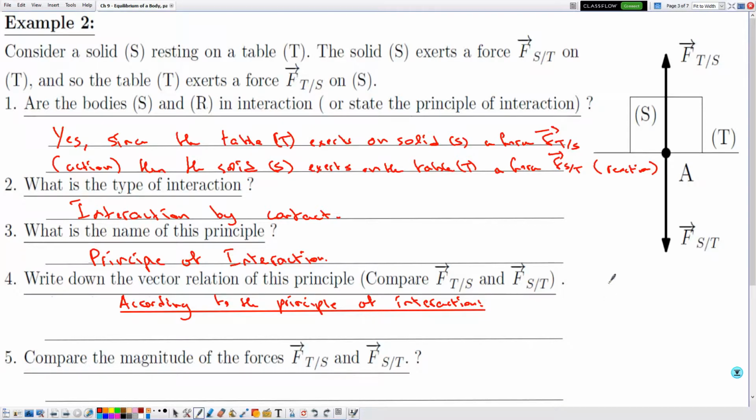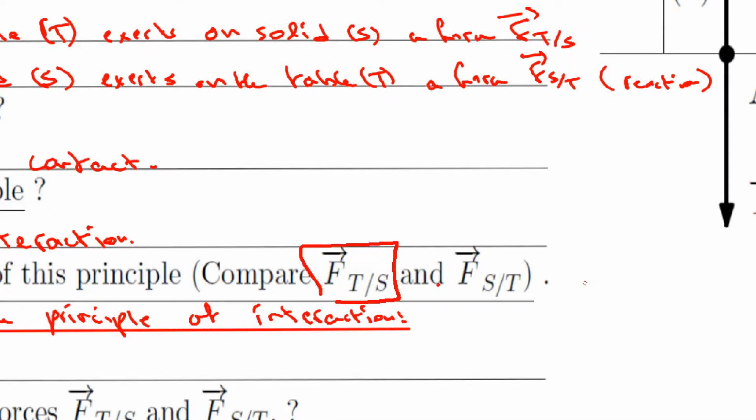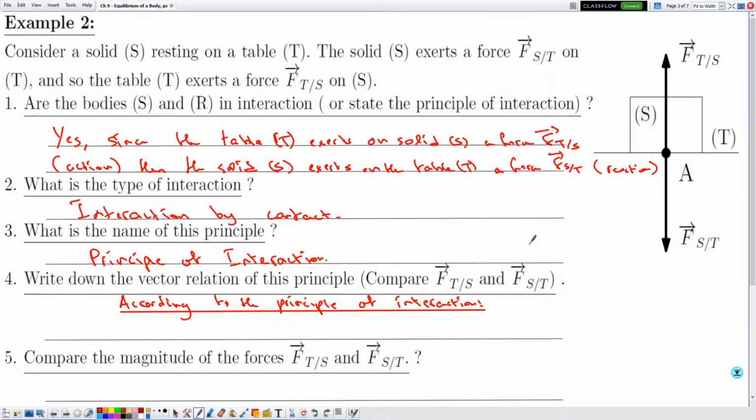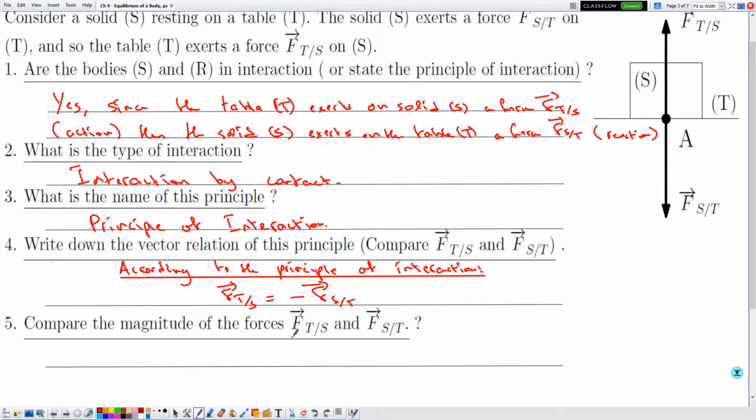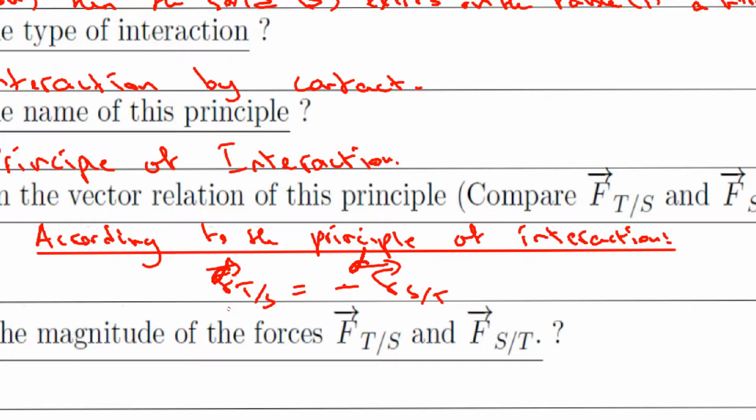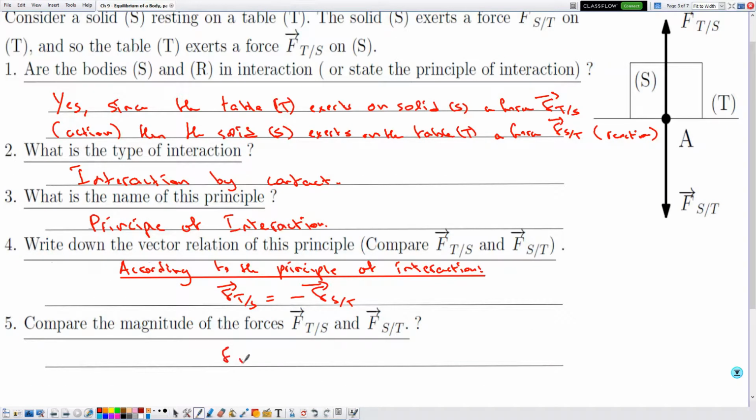So the two forces that are involved in this problem are Ft on S and Fs on T. Then the vector relation between them is given by Ft on S is equal to minus Fs on T. Now we need to compare the magnitudes. So by comparing the magnitudes, simply we drop the vectors and we remove the minus sign. So Ft on S is equal to Fs on T.